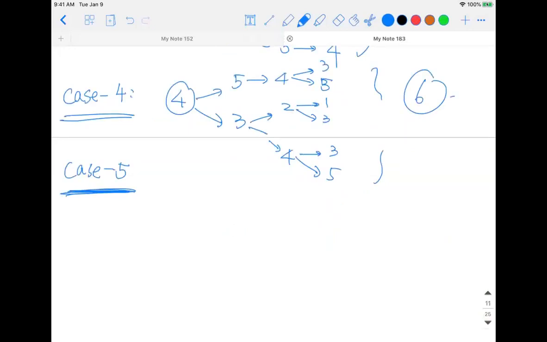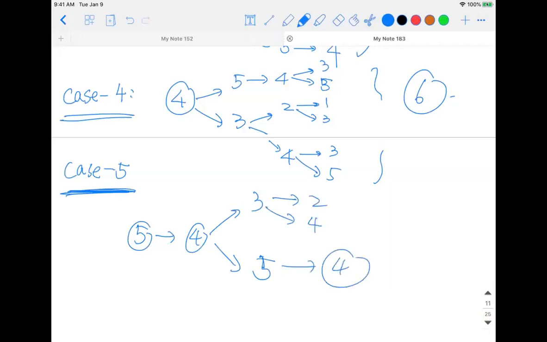And what about 5? How many cases if I start with 5? 3, right? 5, the next one can only be 4. 4 can be 3 or 5. 3 can be either 2 or 4. 5 can only be 4. So in total, 3. So your goal is to add all the cases together, right?